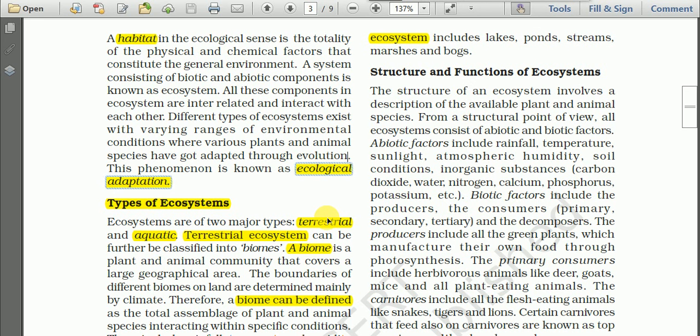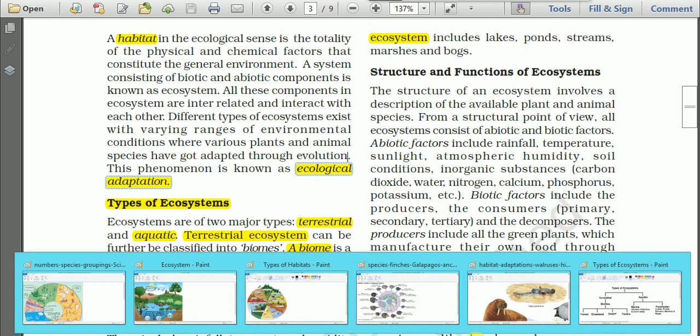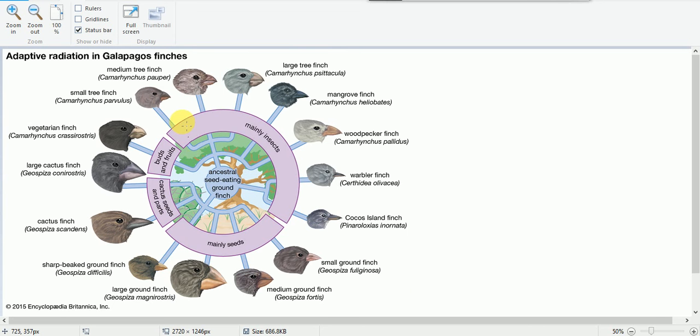All these structures are developed in the animal body because of this adaptation. And just see this diagram here: adaptive radiation in Galapagos finches. Actually, a finch is a kind of small songbird inhabiting the Galapagos Islands. Galapagos is the name of an island group in the Pacific Ocean nearby South America, and this group of islands is owned by Ecuador.